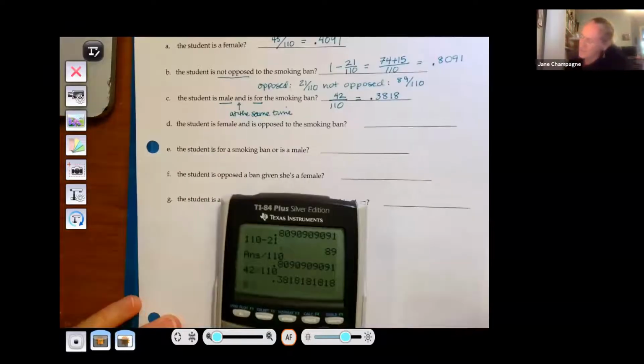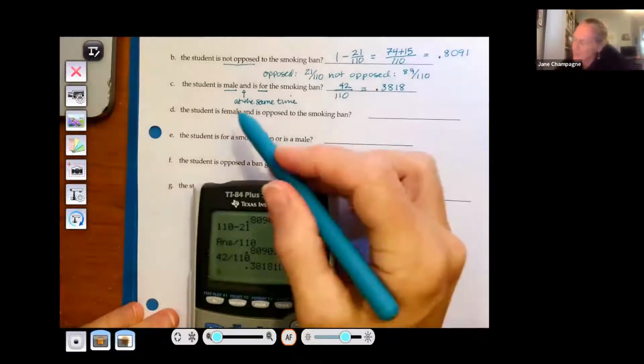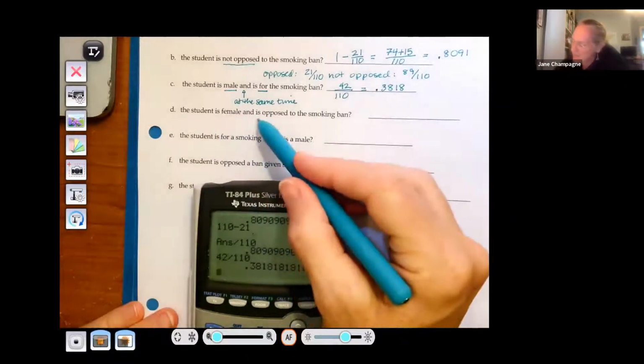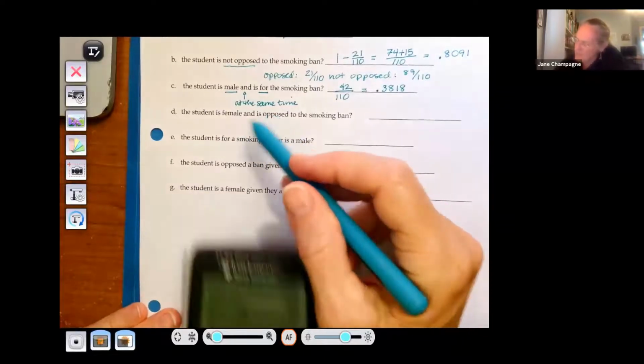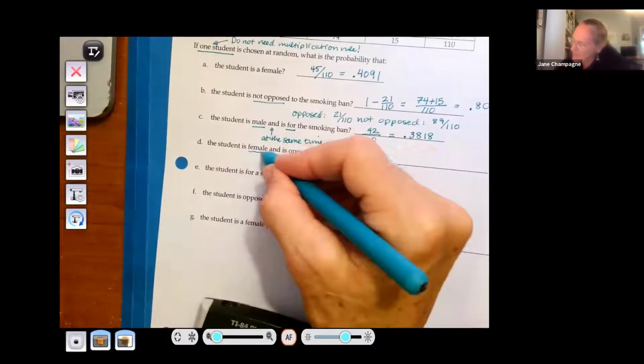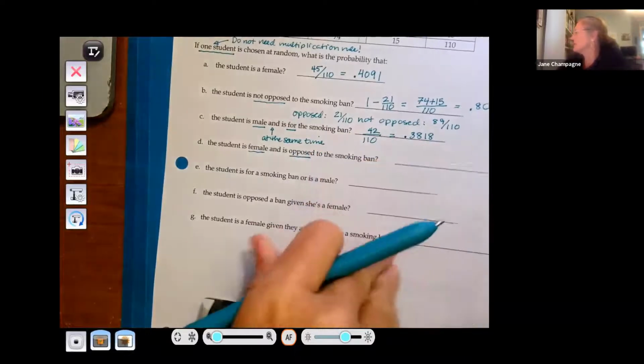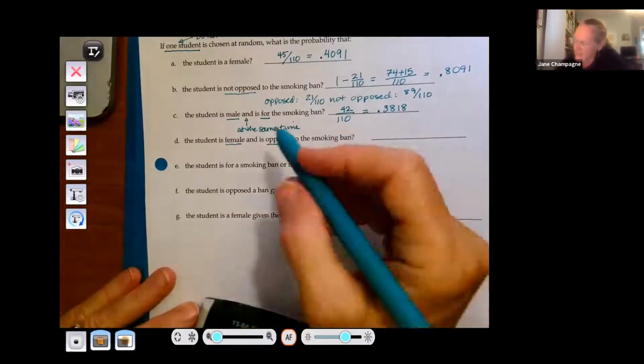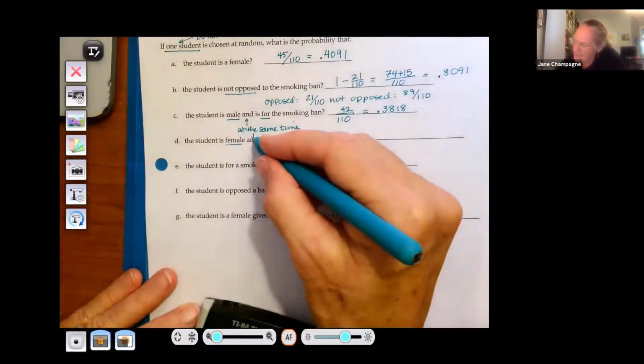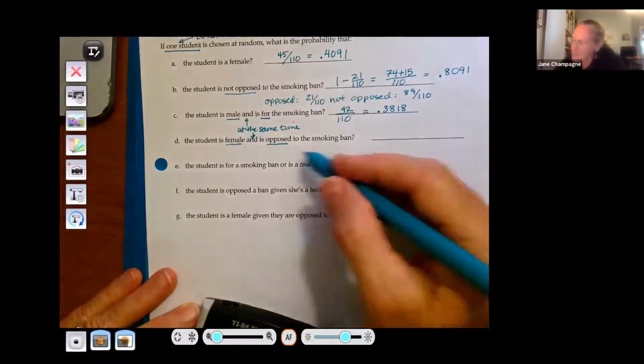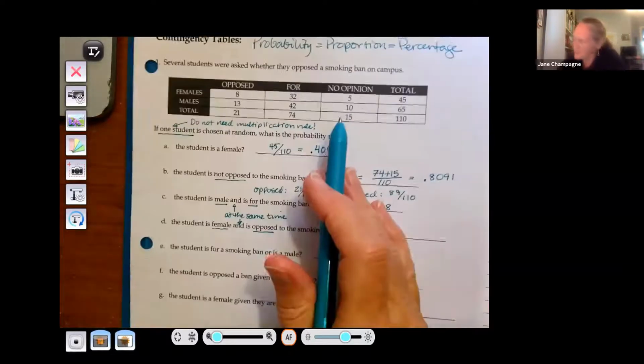All right. What's the probability the student is female and is opposed? Okay, so female and opposed, again, at the same time. So how many are both? Look up here.